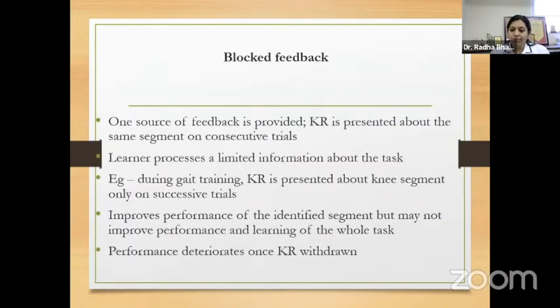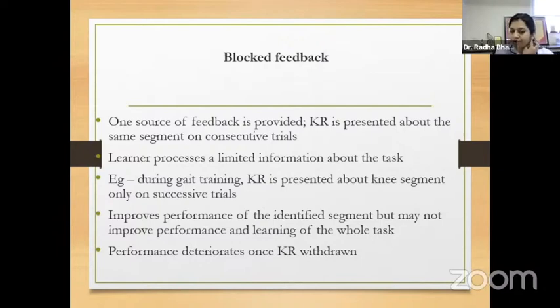Next is blocked feedback. Here immediate feedback, terminal feedback, concurrent, all this. So simple, as the name itself has block. You have divided a particular task into subtasks. You are training a specific component of that subtask, and you are giving feedback for that particular thing, that is your blocked feedback.